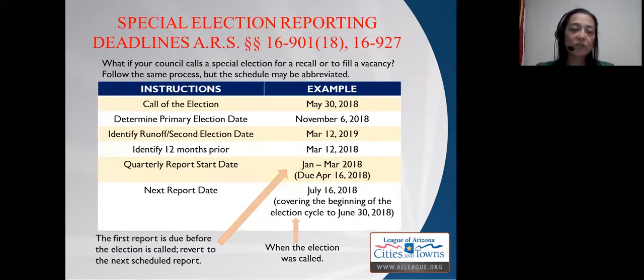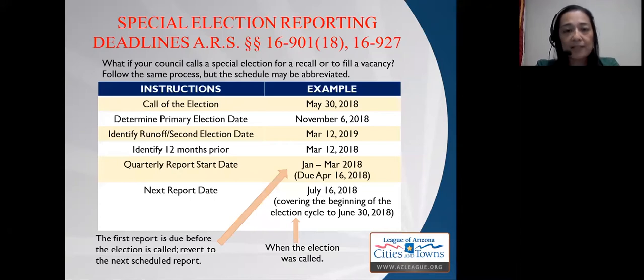So what if your council maybe calls a special election? Let's say you have a recall or you have to fill a vacancy. Essentially, you follow the same process, but the schedule might be abbreviated. So let's say I'm going to use Phoenix as an example because I think this might be happening here. Let's say they call the election May 30th. So that's end of the month, they have to have a special election. They're not going to make the August election date, so it's going to be in November. So that's the primary date that they identified, November 6th. So their runoff is actually going to be March 12th of next year.